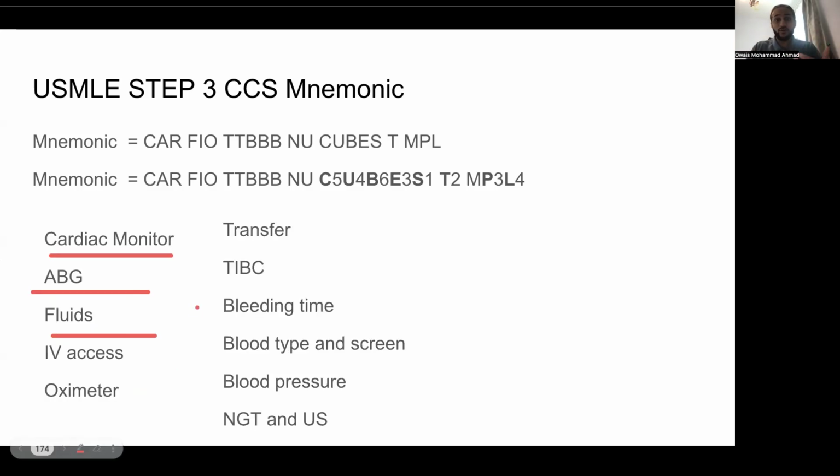The T over here is going to be transfers. So you can transfer, for example, to the ICU. You can transfer to the floor. It's up to you. And then bleeding time, blood type and screen.